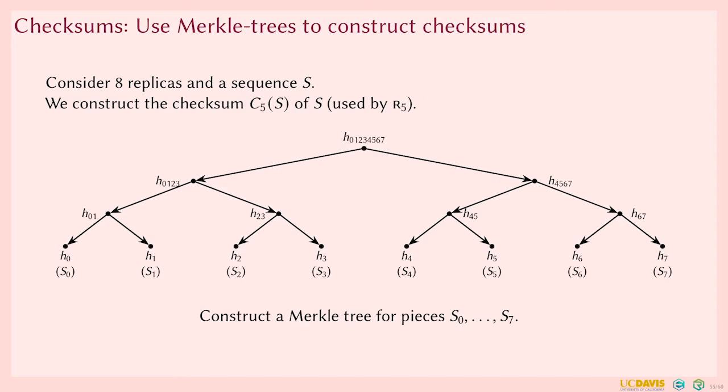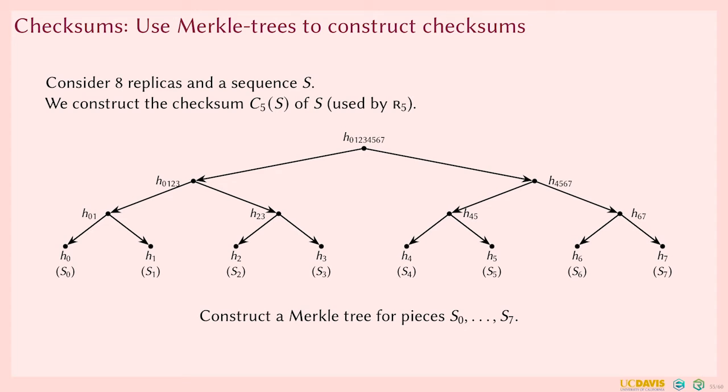Of course, what we did not yet touch upon is how the learner will actually determine which pieces it gets are correct and which pieces are incorrect. And to do that, we included checksums. And the checksums we want to really use are based on Merkle-trees. And these Merkle-trees work as follows. Say we have 8 replicas.